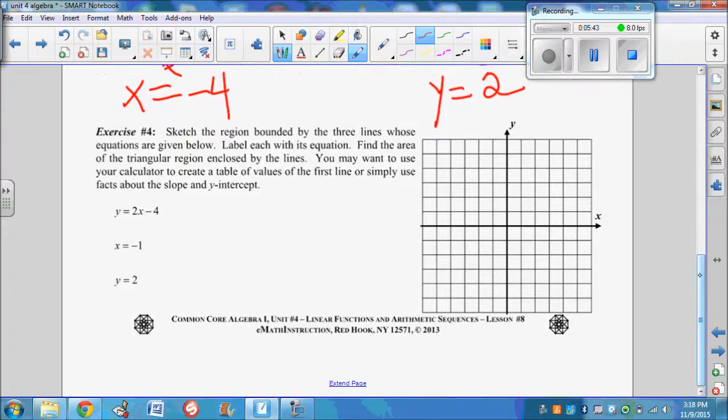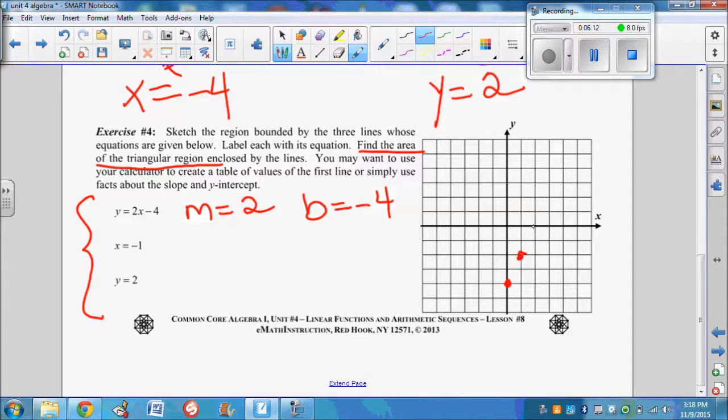Down here at the bottom, we've got three equations that they want us to graph, and then we're going to see that a triangular region is going to be formed. That first one, y = 2x - 4, so my slope is 2, and my y-intercept is -4. You certainly could graph this on your calculator and get a table of values. I'm just going to use slope and y-intercept. So my y-intercept is -4, and then rise over run, up 2 over 1. And put a fair amount of those points in.